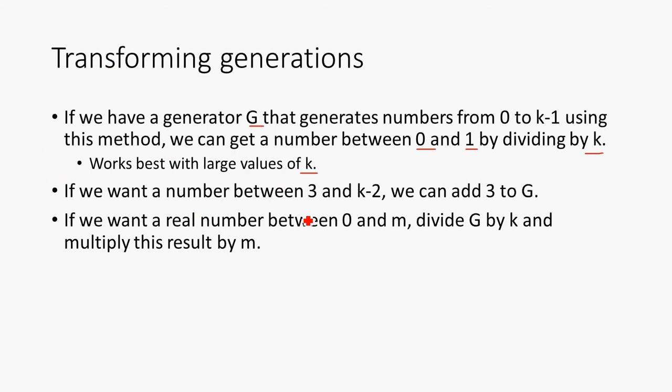So if we want a number between 3 and k plus 2, well, we can just add 3 to g after we apply g. And if we want a real number between 0 and m, we can divide g by k, and multiply this result by m. That's the basic idea of transforming it. You can also do other things like adding them, which will affect the variances and so on.